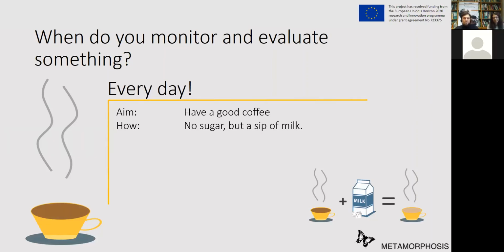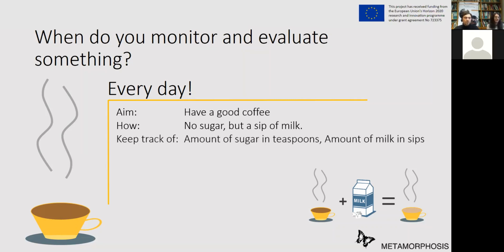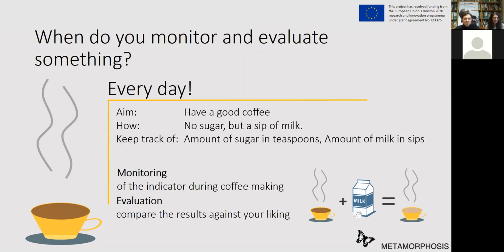Now the question would be, how do we get there? To get there, we need to keep track of sugar and milk and the amounts we put into the coffee. So we keep track of the amount of sugar, maybe in teaspoons, and the amount of milk, maybe in sips. And that is already monitoring and evaluation. You monitor these indicators, sugar in teaspoons, milk in sips, and then you compare the results against your liking. If your liking is no sugar, then one teaspoon of sugar would already be too much. So you see, monitoring and evaluation is what you do every day, but you do it unconsciously because it is so easy.